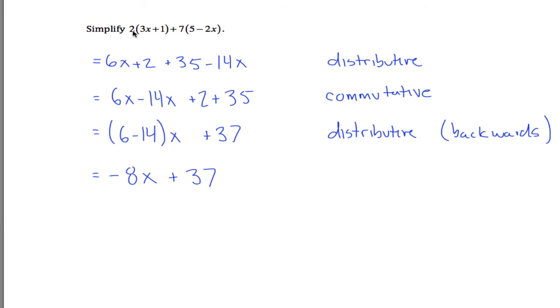In other words, 2 times 3x plus 1 plus 7 times 5 minus 2x is equal to negative 8x plus 37.